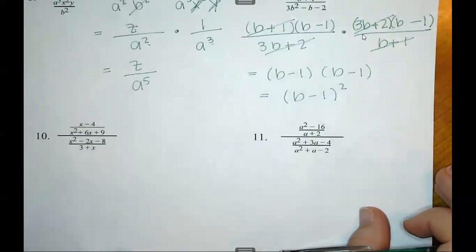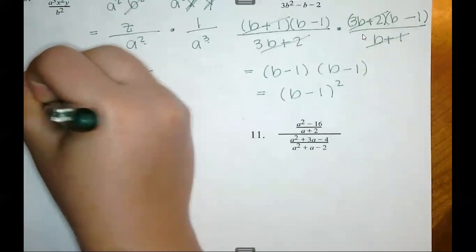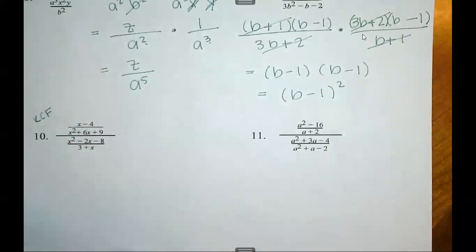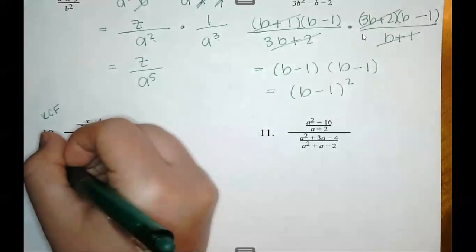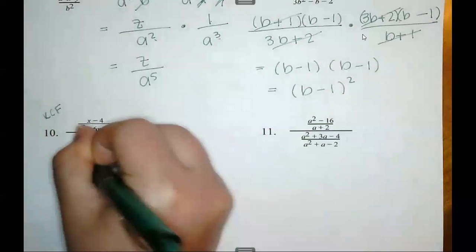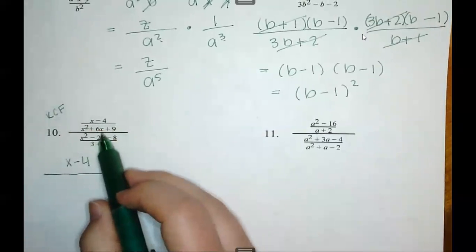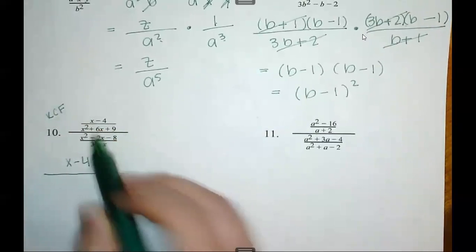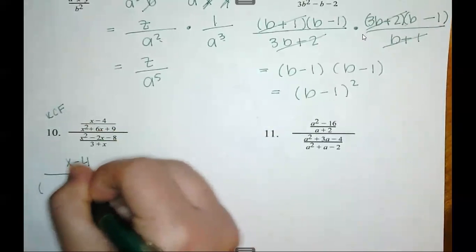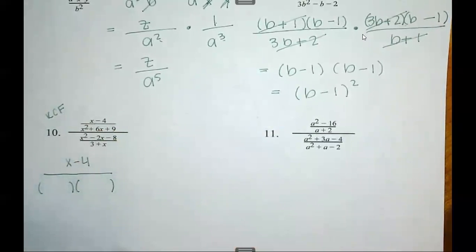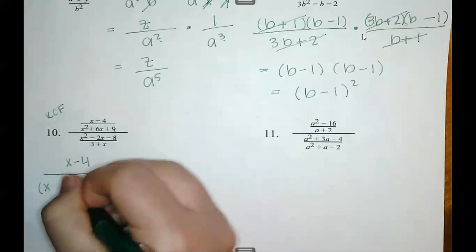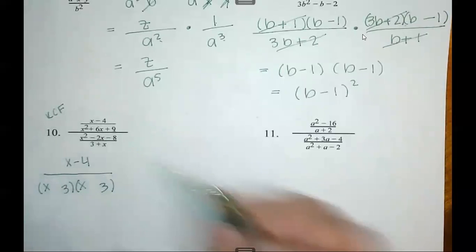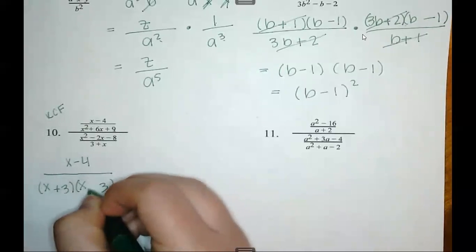All right, number 10. Again, we're dividing, so keep, change, flip. So I am going to keep my first fraction as it is. So I'm going to have x minus 4 over. Now I'm going to go ahead and factor this so I'm not having to just rewrite it. So I would put x and x. To multiply to get 9, I would use 3 and 3. And if I want that to give me a +6, I would make both of these positive.